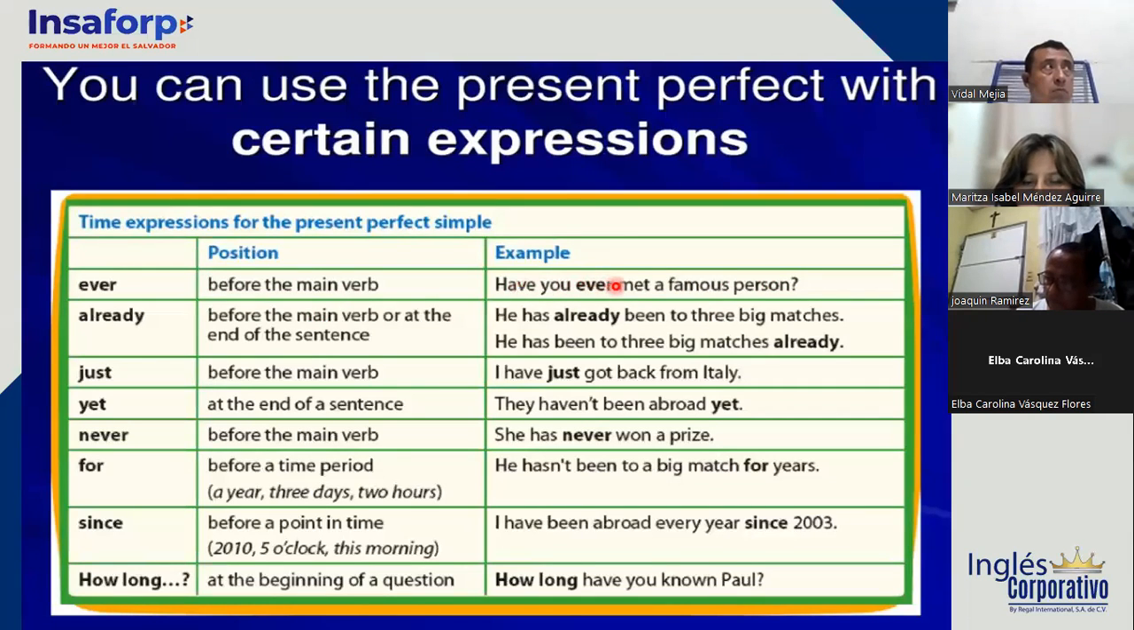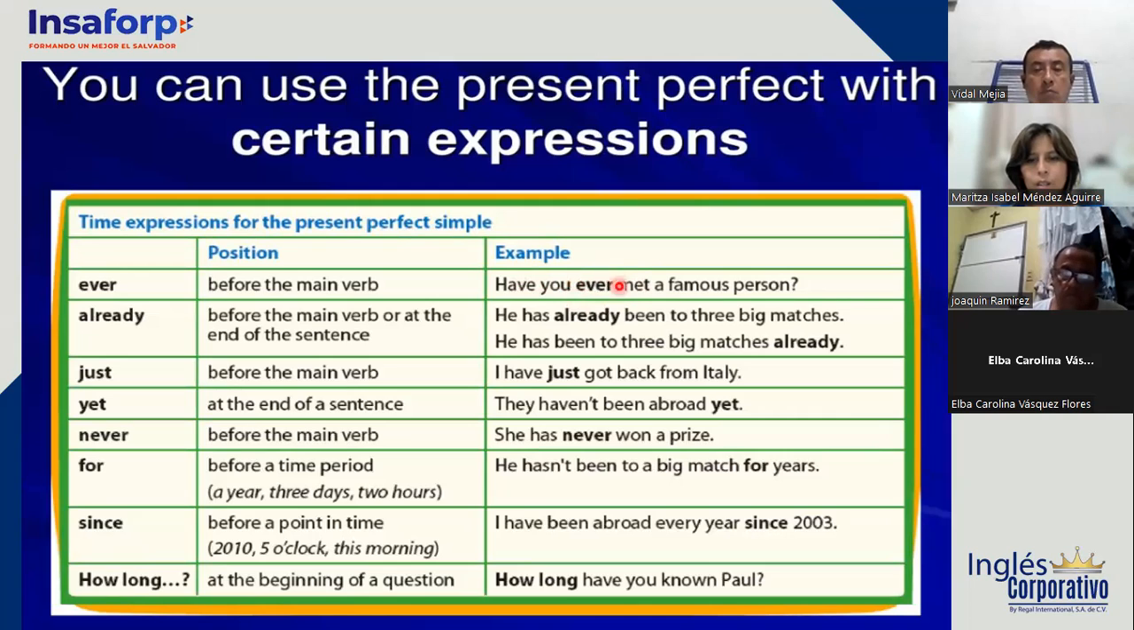Can I use that in an answer? If I say, for example, in a sentence, you have ever met a famous person? Will that be possible? Do you think that sounds correct when you say that? Does it sound correct? If I say, you have ever met a famous person? I don't think so. Because the auxiliary is first.